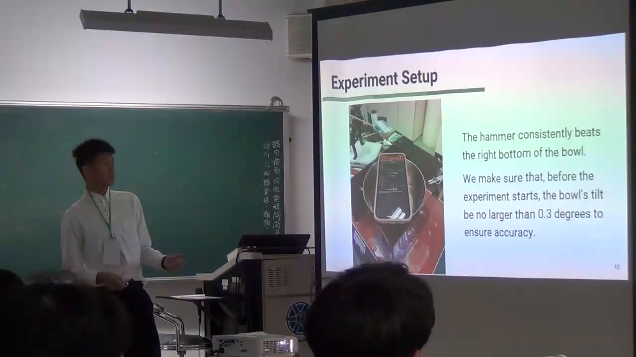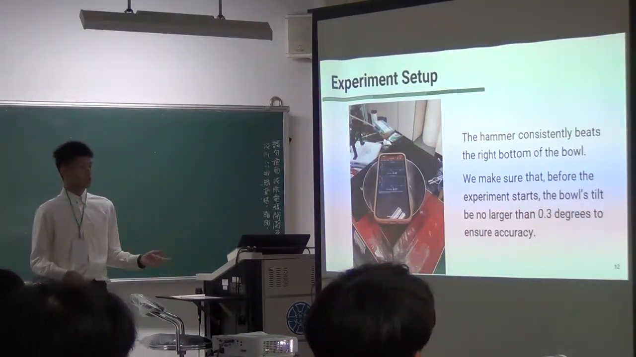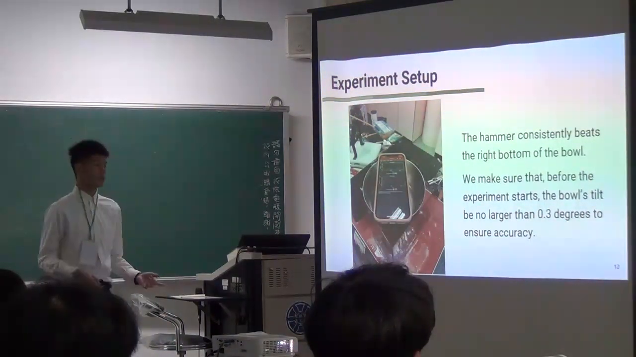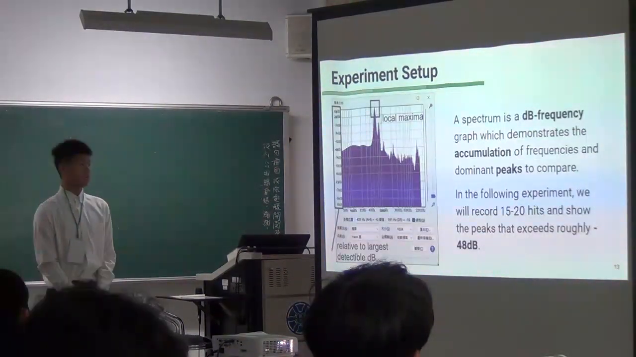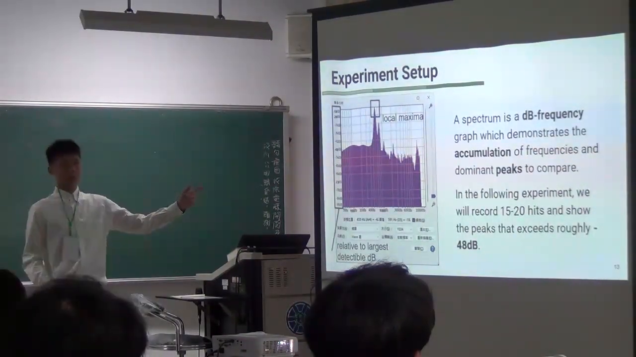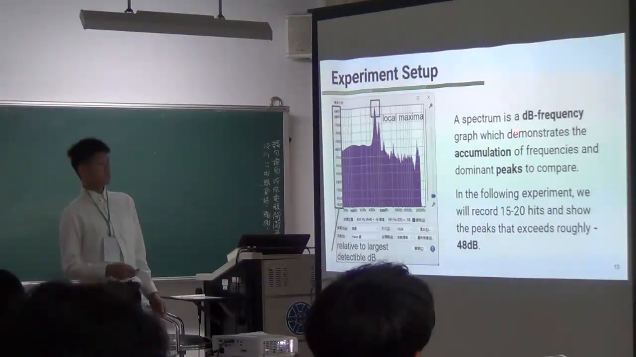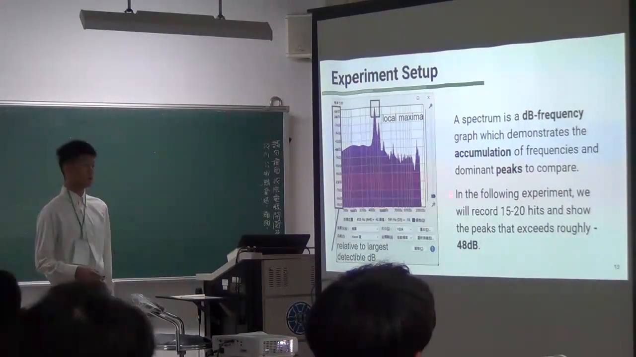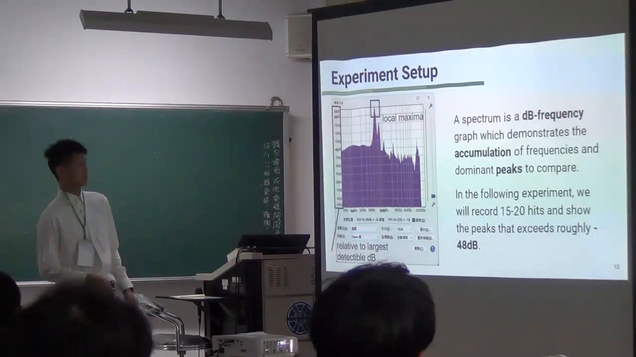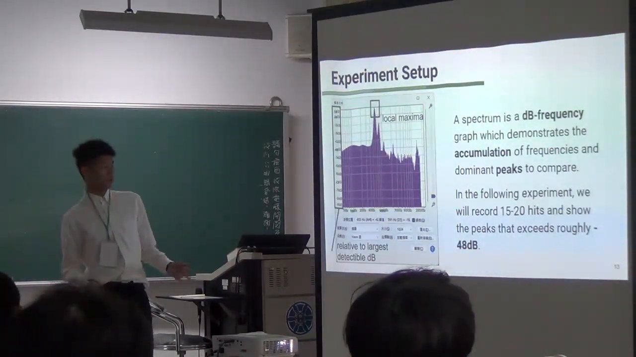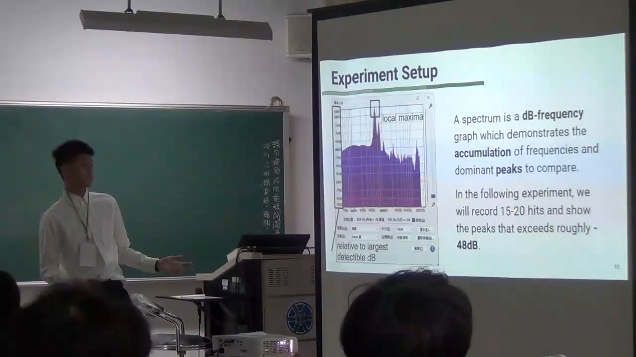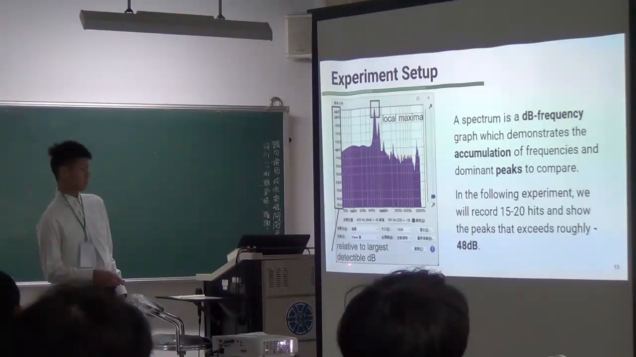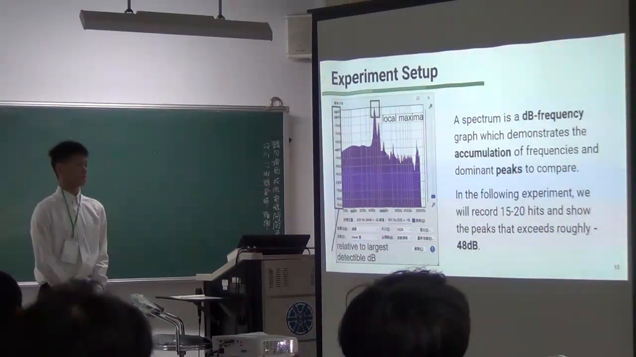Okay, the hammer consistently beats the right bottom of the bowl. We also make sure that before the experiment starts, the bowl's tilt be no larger than 0.3 degrees to ensure accuracy. Okay, so this is the spectrum we're going to be using a lot later on. A spectrum is a dB frequency graph which demonstrates the accumulation of frequencies and dominant peaks for us to compare. In the following experiment, we'll record about 15-20 hits and show the peaks that exceed roughly minus 48 dB. This is the largest relative detectable dB.